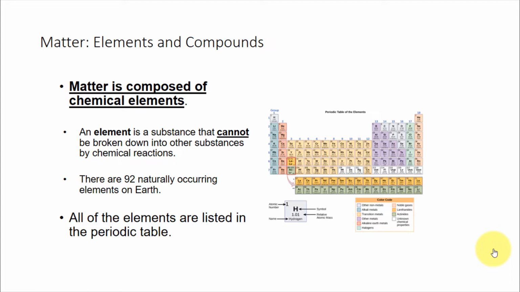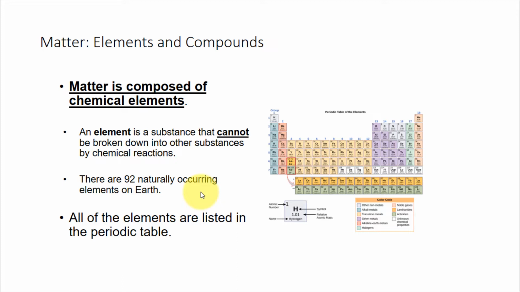So one thing that you need to know is that there are, as you can tell here, 92 naturally occurring elements on Earth, right? If you look at this table here, these are all the elements that are known to mankind, and there are more than 92 elements in this table.